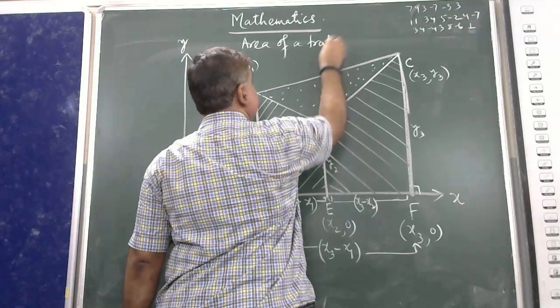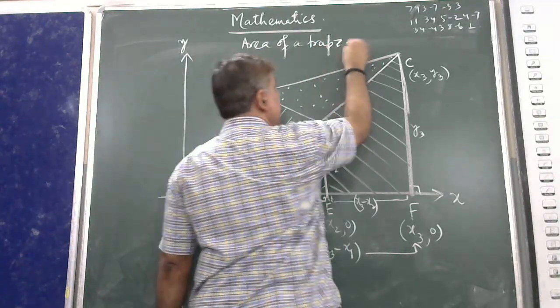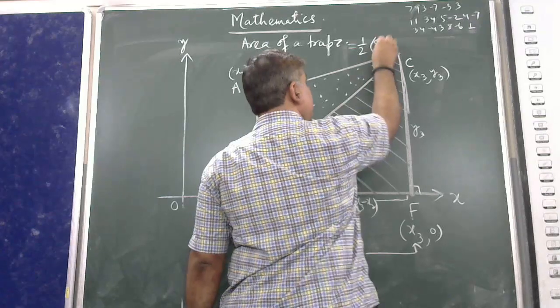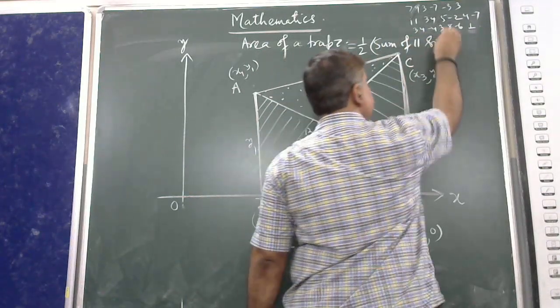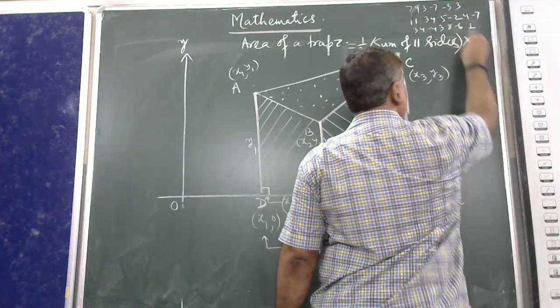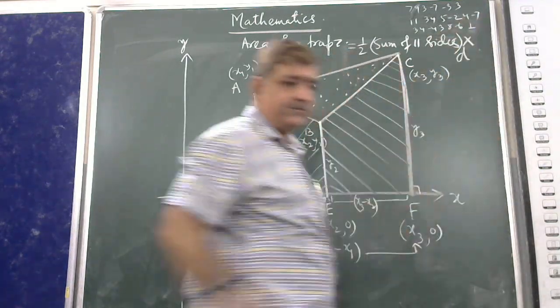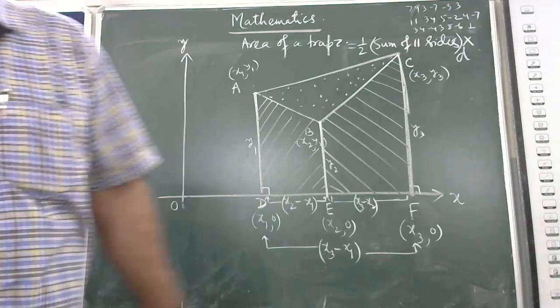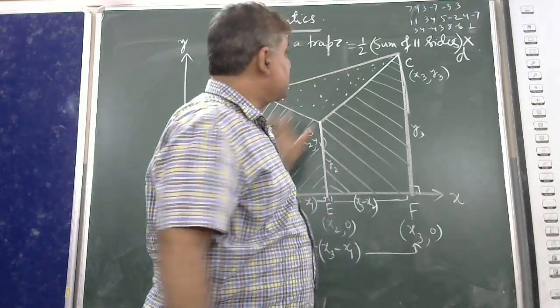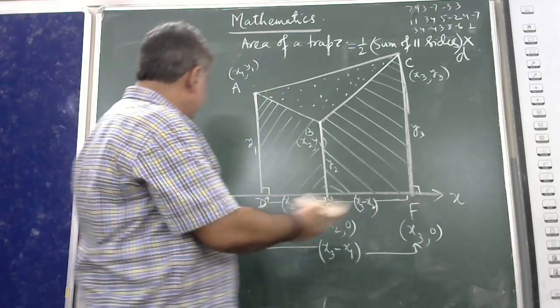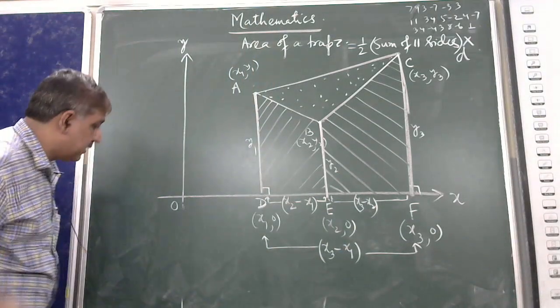Now, you know, for the area of a trapezium, how to calculate this area? You know, it's half into the sum of parallel sides, multiplied by the distance between them. Now, boys, we will try to apply this formula for these three trapeziums. What happens? You observe it here.